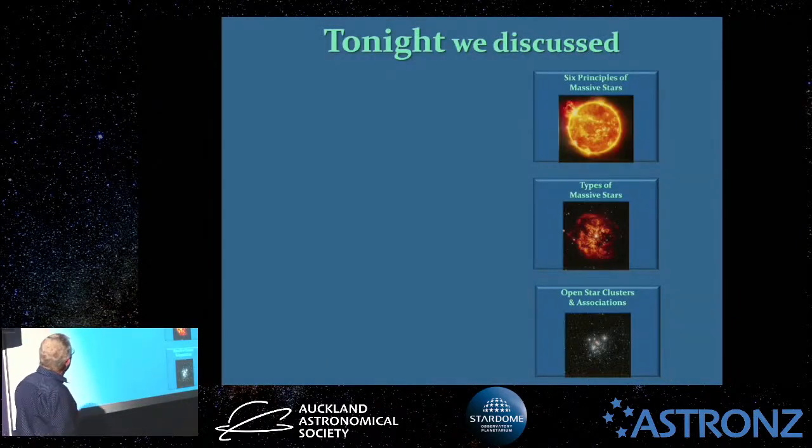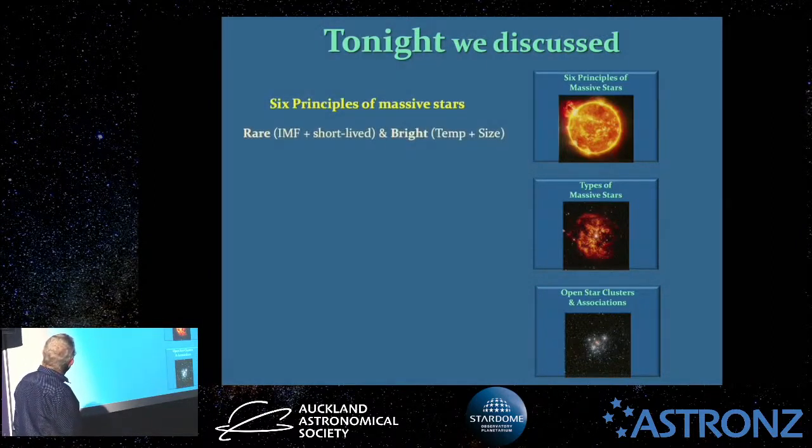Okay, so let's wrap up what we talked about tonight. We talked about 6 principles of massive stars. We said they were rare due to the initial mass function. Nature's got a bias to having more smaller stars and much less larger stars. Remember, just those O and B stars make up less than 1% of all stars on the main sequence. They're also very short-lived because they burn through their fuel so quickly, so that adds to their rareness.